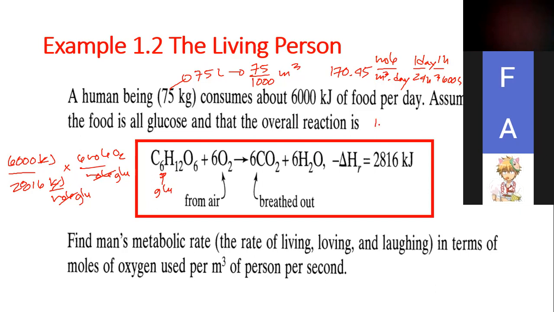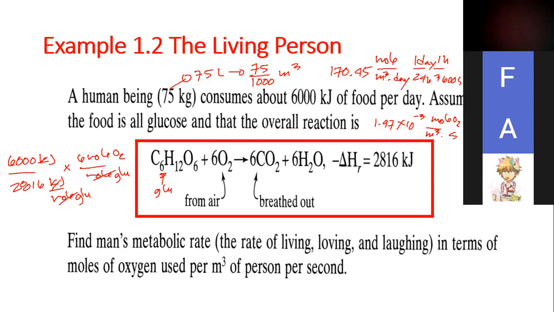Do you have any question? Mole of oxygen per cubic meter per second. Yep, very good, Gio. 1.97 times 10 to the minus 3 mole of oxygen per cubic meter per second. So that is how slow the reaction is in our body, as compared to the rocket. Remember the rocket earlier was at 28,000 moles of hydrogen per cubic meter per second.